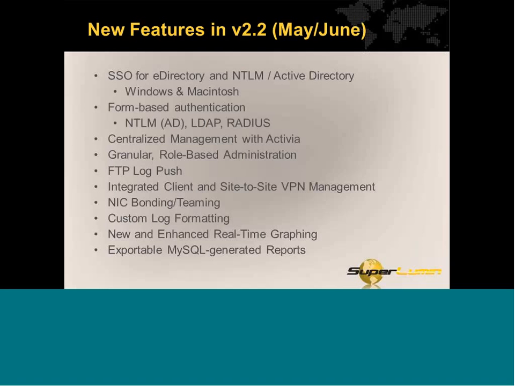A new feature is being able to push logs by FTP to central log servers. The integrated VPN administration is being added to our management console with the 2.2 release. Also, NIC bonding and teaming for very high bandwidth requirements. We're able to bond multiple gigabit adapters, or if things are totally out of control, and maybe Brad will get pale if I say this, multiple 10 gig adapters if that's what it takes.